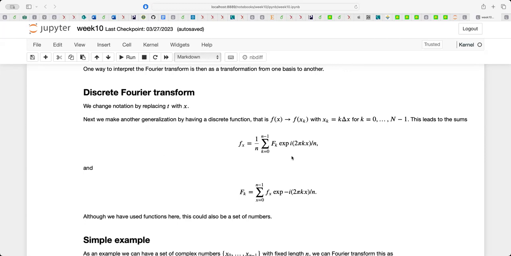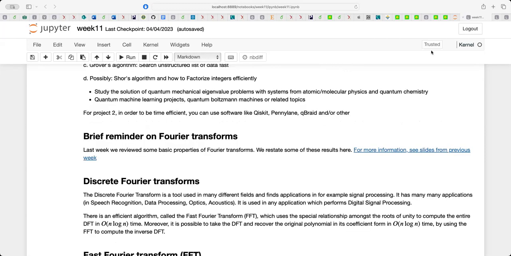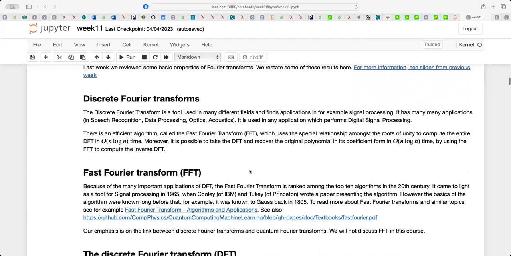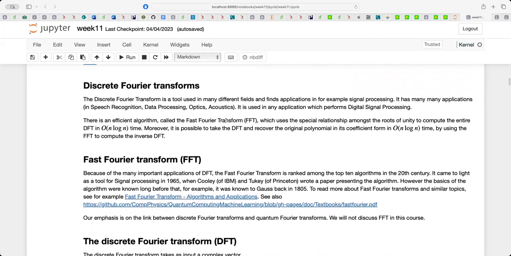So let's go back then to the material for this week. This was just a quick repetition. So this discrete Fourier transform, as you can see, is a kind of tool. If you have studied signal processing, this is just an essential tool. You can't avoid it. And you will find it in applications like speech recognition, data processing, optics, acoustics.